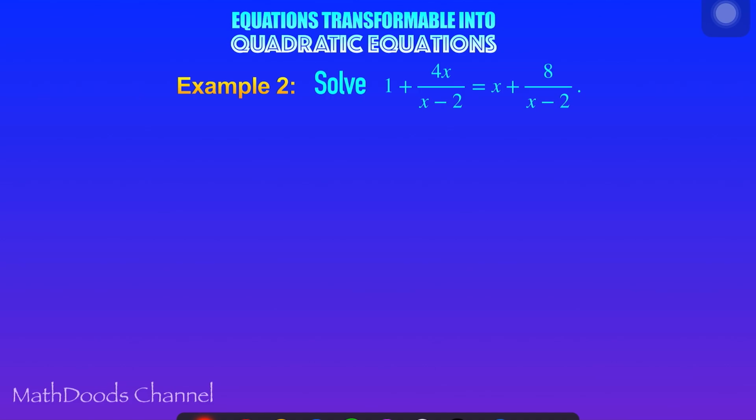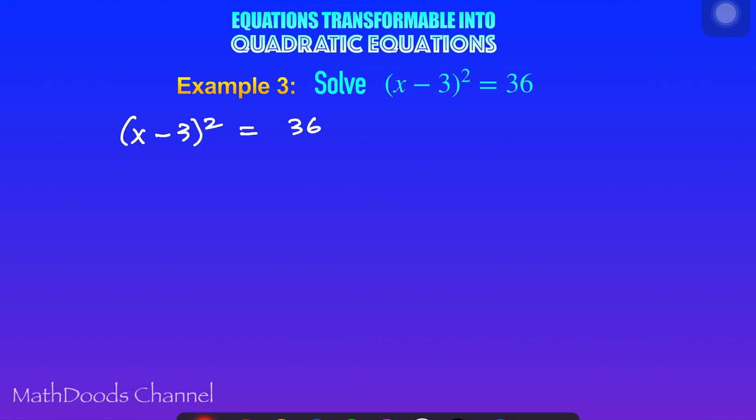Ayan. Example number 3 is parang extracting square root lang to. So, ang equation ay x minus 3 square is equal to 36. Square lang both sides. Ayan. So, ang mangyayari dito sa square root of quantity x minus 3 square ay x minus 3. And square root of 36 is positive negative 6.